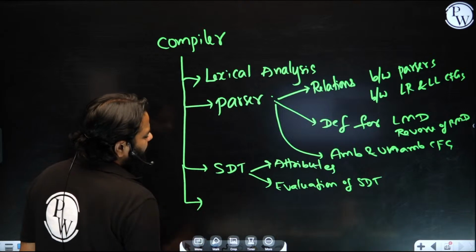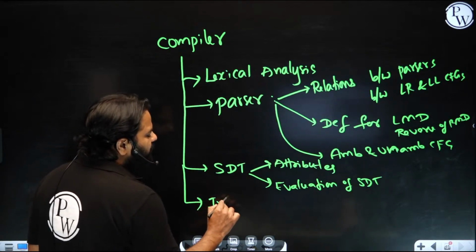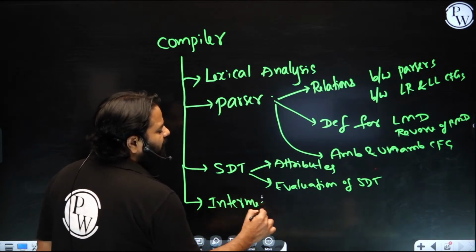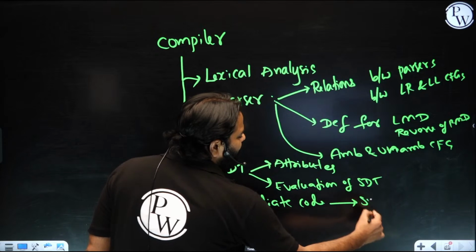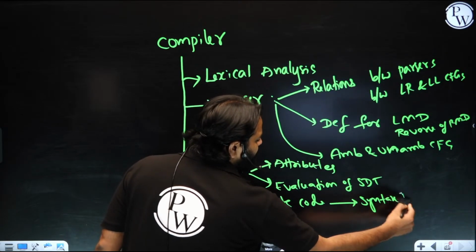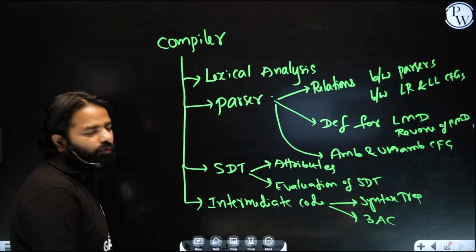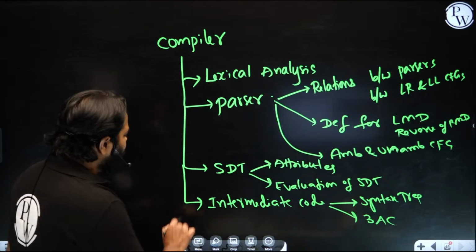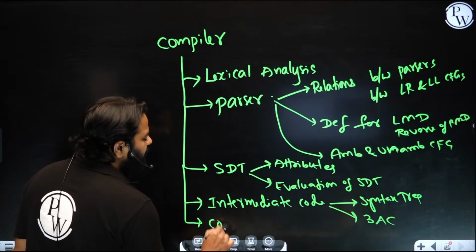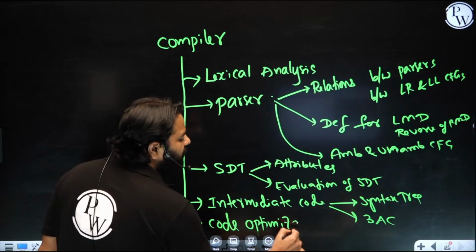Then intermediate code, there was no question. If any question comes from intermediate code, it is mostly syntax tree, so focus on syntax tree and three address code. They may not ask more about SSA code, DAG and other things. But in code optimization, you have seen a lot of questions. So code optimization has a lot of theoretical points, not practical points.